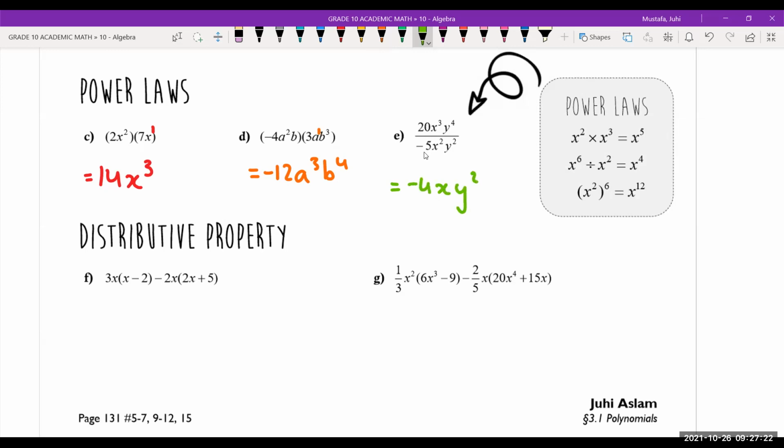Perfect. So 20 divided by -5 is -4. X to the power of 3 divided by x to the power of 2 is x to the power of 1. You don't need to write down the 1. And then y to the power of 4 divided by y squared is y squared.